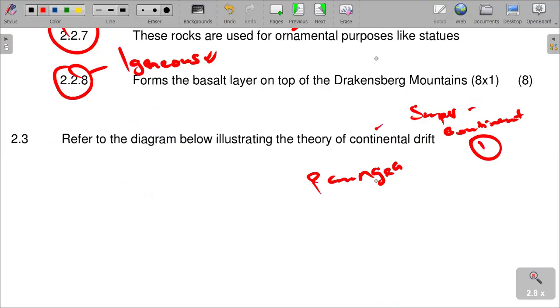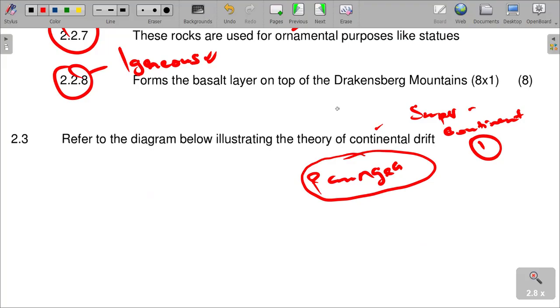We have a diagram that is illustrating the theory of continental drift here. I'm sure you have heard this theory of continental drift, that the continents were once one. The continents that we know today were once one super mass called Pangaea, which was just one mass of Earth before the drifting took place.